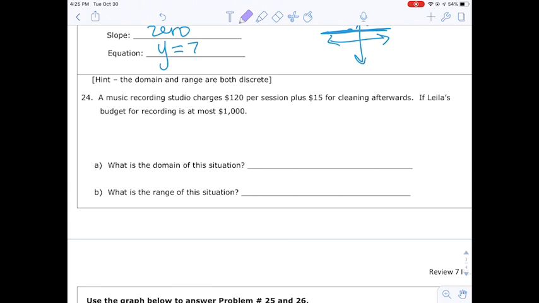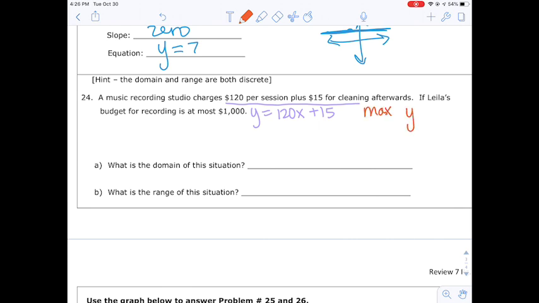Problem 24, we have a music recording studio that charges $120 per session plus $15 for cleaning after. If the budget is at most $1,000, they want domain and range. So the first thing I'm going to do is write a function to express this: $120 per session plus $15 for cleaning. So y is going to equal my total money, where x is the total sessions.